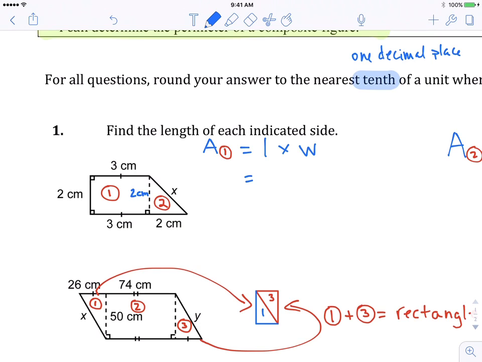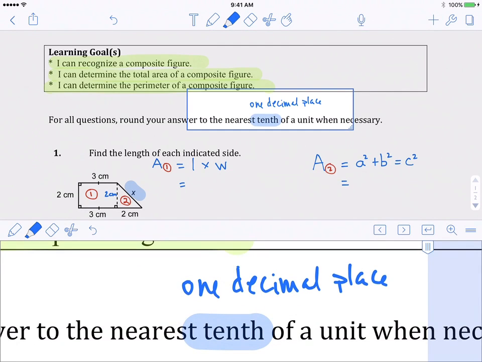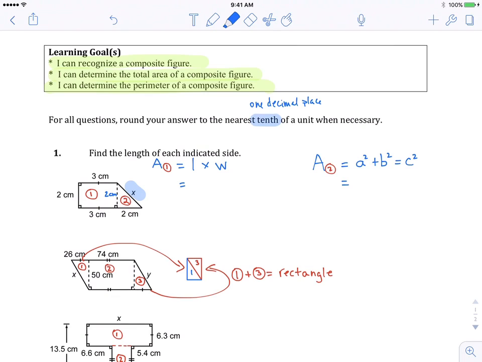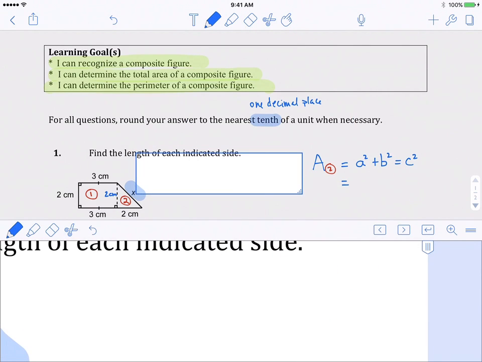Now, I showed you the two shapes here. If I'm looking for x, let me highlight that for you. I'm looking for x. What I want to do is use the area of a triangle, right? Or sorry, the Pythagorean theorem. We know length times width will get us area. I think I jumped ahead here with length times width. We actually want to find the length of x. So we're going to use the Pythagorean theorem: a squared plus b squared equals c squared.